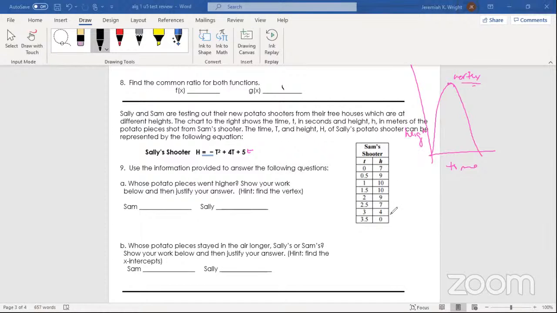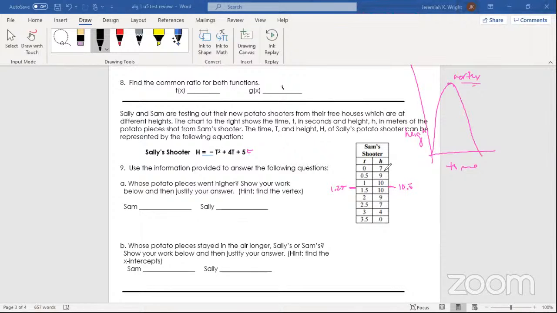If you look at Sam's, we're going to start with Sam's because it's easier. The y values, the height, are going up and up and up, and then they start going down and down and down. So his vertex is somewhere right about here, which I'm going to say is 1.25 and 10.5. And this is just a guess based on the patterns that I see.